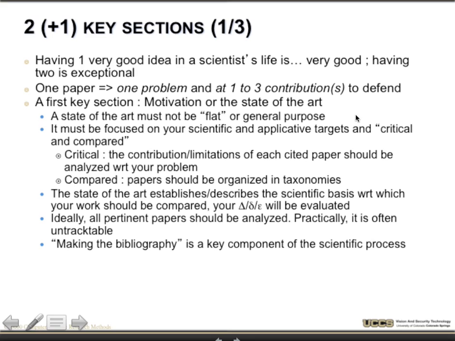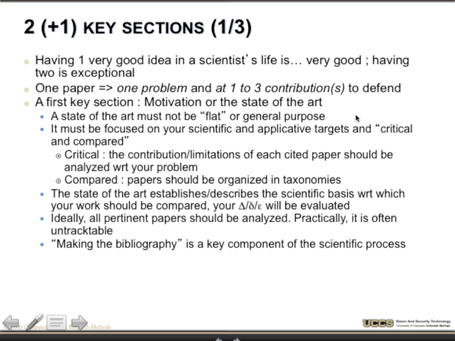So the first key section can be either the motivation section or the state of the art, because people sometimes put those most relevant state-of-the-art things in the introduction motivation section. Sometimes it's just in a separate section called the literature review, related work, or state of the art.